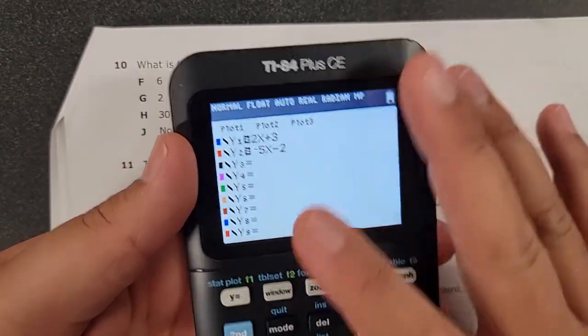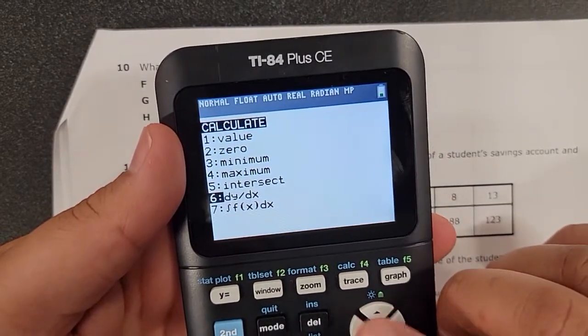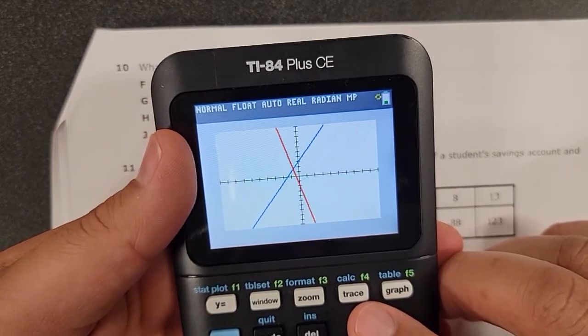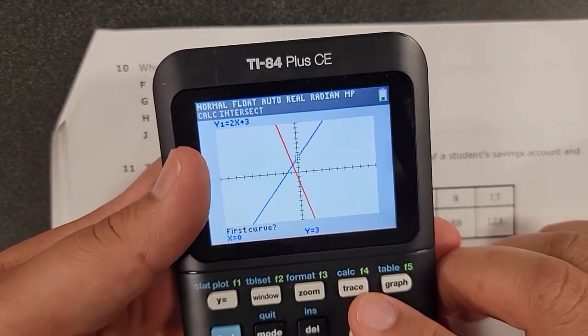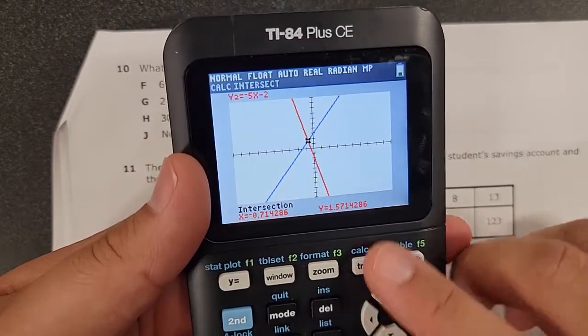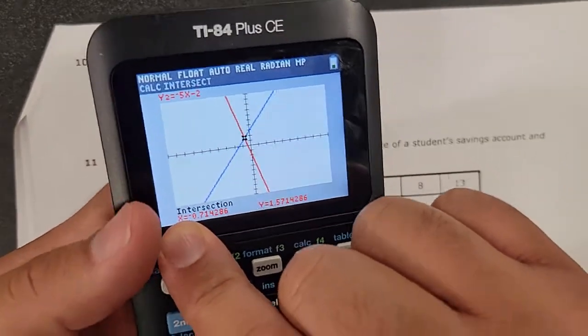So when you put your equations in, just remember you push second trace. You're looking for number 5. And then you're going to go ahead and see that they cross. Push enter 3 times. 1, 2, 3. And then you have your intersection. All right, the x number is the answer.